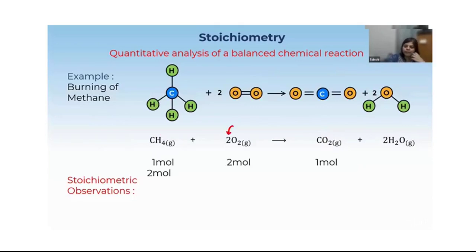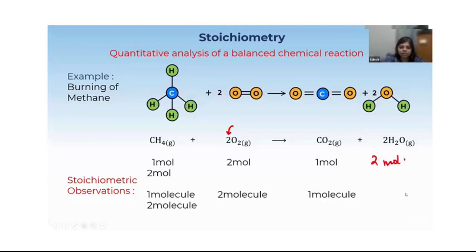What does this 2 mean? It means that there are 2 moles of oxygen. So 1 mole of methane combines with 2 moles of oxygen, giving us 1 mole of carbon dioxide and 2 moles of water molecule. So this is the stoichiometry.